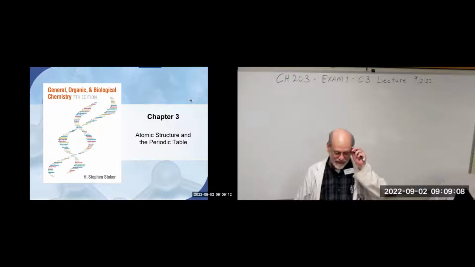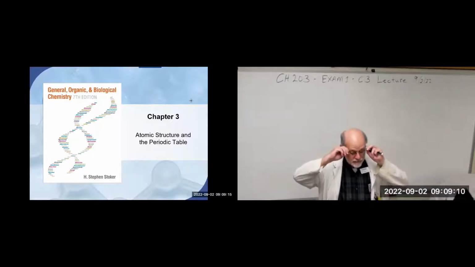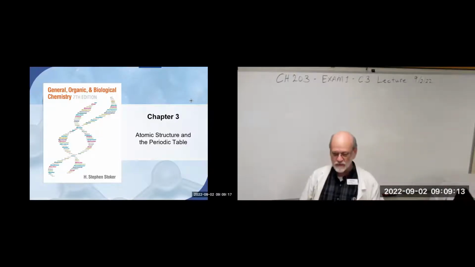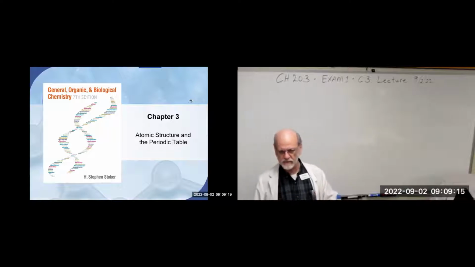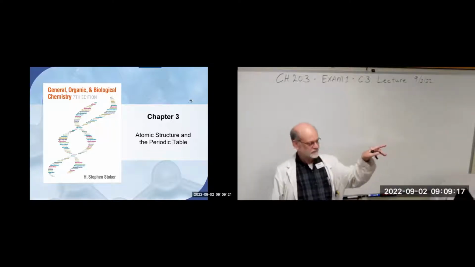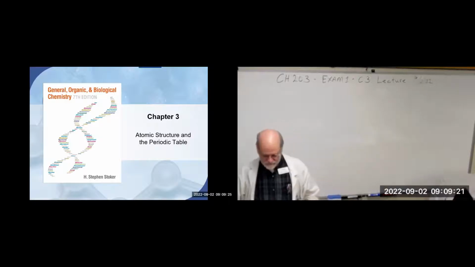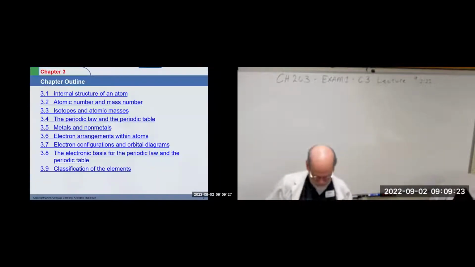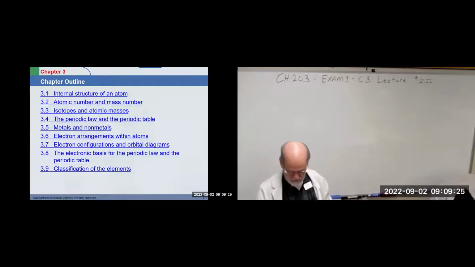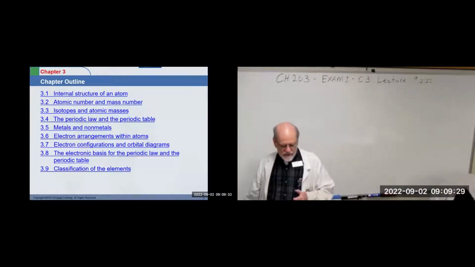Chapter 3, Atomic Structure in the Periodic Table. I finally got hold of my periodic table. Well, we found it on the floor, and I rehung it. So I've got a reference point there. Let's see. So I can do it this way. Okay.